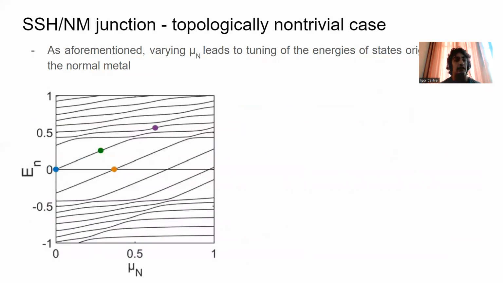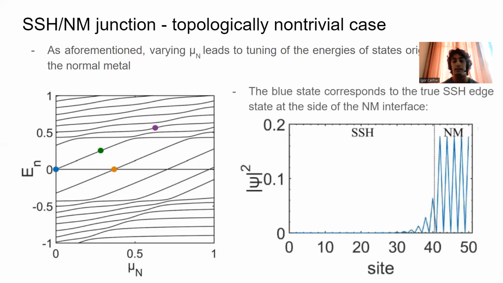First, for the SSH and NM junction, as I mentioned, we varied the chemical potential of the normal metal, and as you can see in this plot, the energy levels of the states in the junction change with the chemical potential of the normal metal. I have marked here 4 states, as circles with different colors. The blue circle is the topological edge state. You see that it is localized at the interface between the SSH and the normal metal, and also that it is localized only on the even sites.